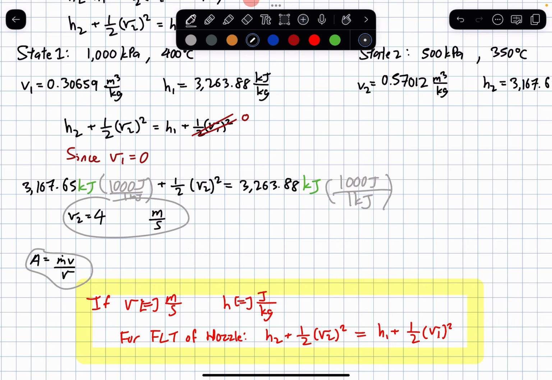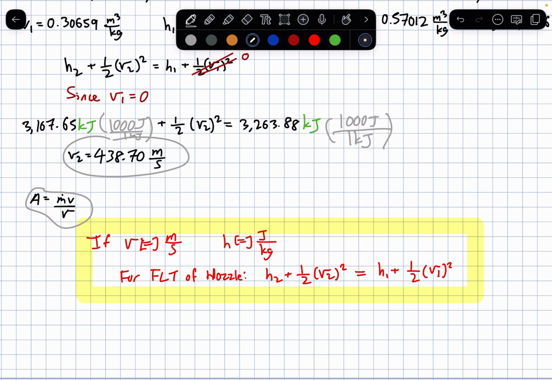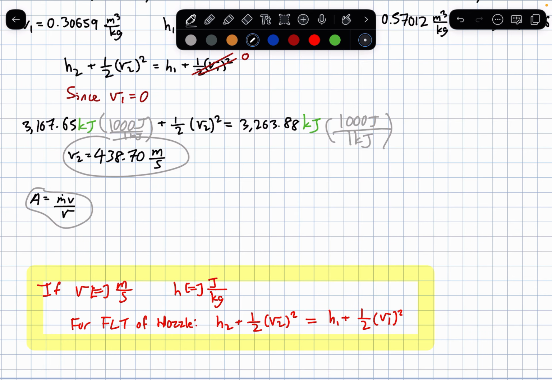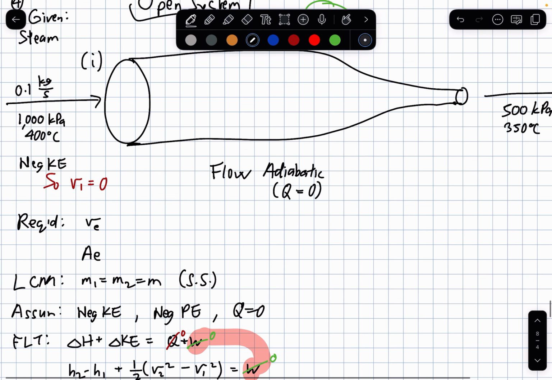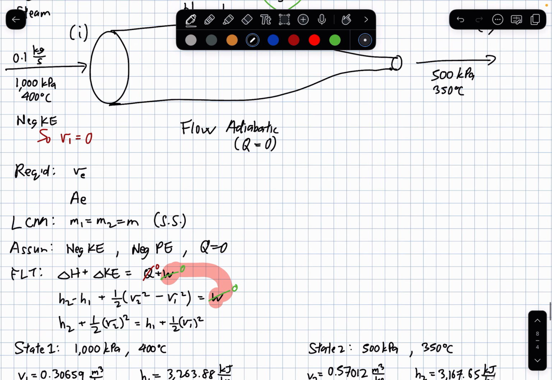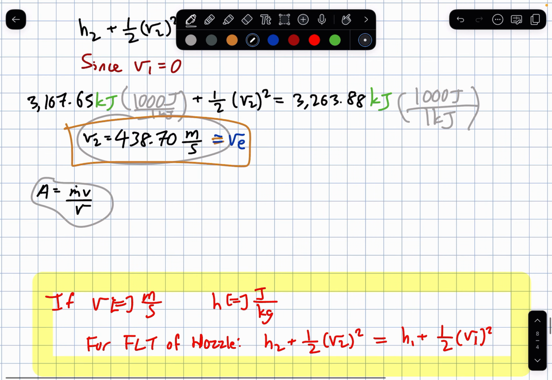So as a result, we have 438.70, 438.70 for the initial velocity. What are we looking for? Exit velocity. That is our V2. This is one of the answers already. And then area E, the exit area.